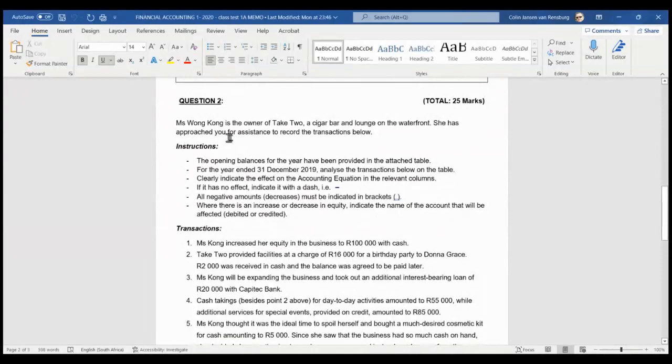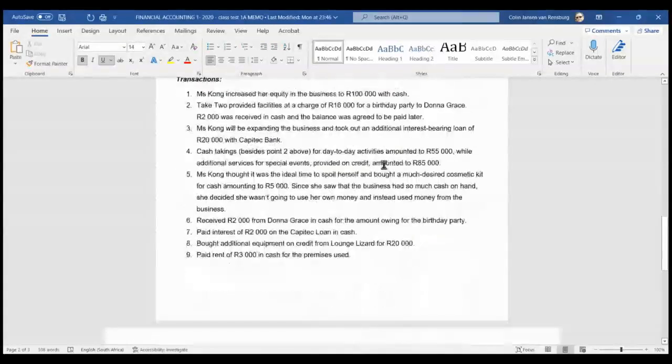Miss Wong Kong is the owner of Take Two, a cigar bar and lounge in the waterfront. She has approached you for assistance to record the transactions below. And then they give you some instructions here. They say the opening balances for the year have been provided on the attached table. That attached table being our accounting equation worksheet.